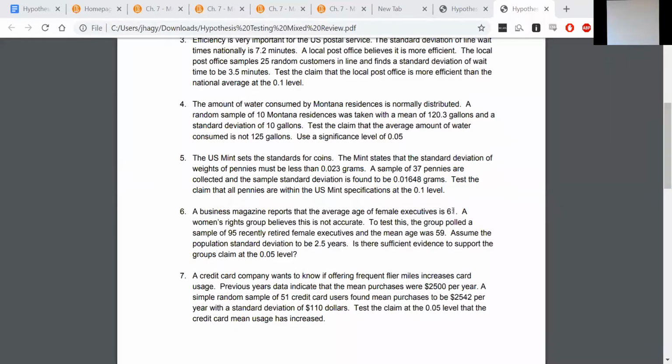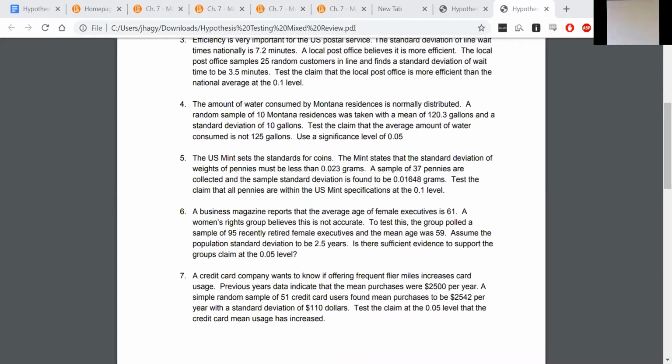Let's look at one more of these. Question 5. The U.S. Mint sets the standard for coins. The Mint states that the standard deviation of the weight of pennies must be less than 0.023 grams. A sample of 37 pennies are collected, and the sample standard deviation is found to be 0.01648 grams. Test the claim that all pennies are within the U.S. Mint specifications at the 0.1 level.